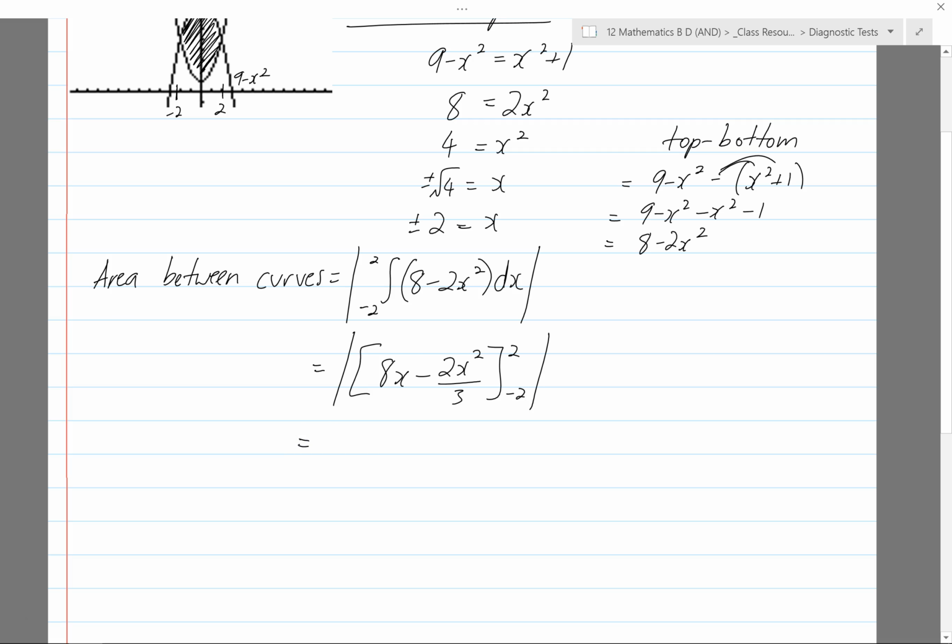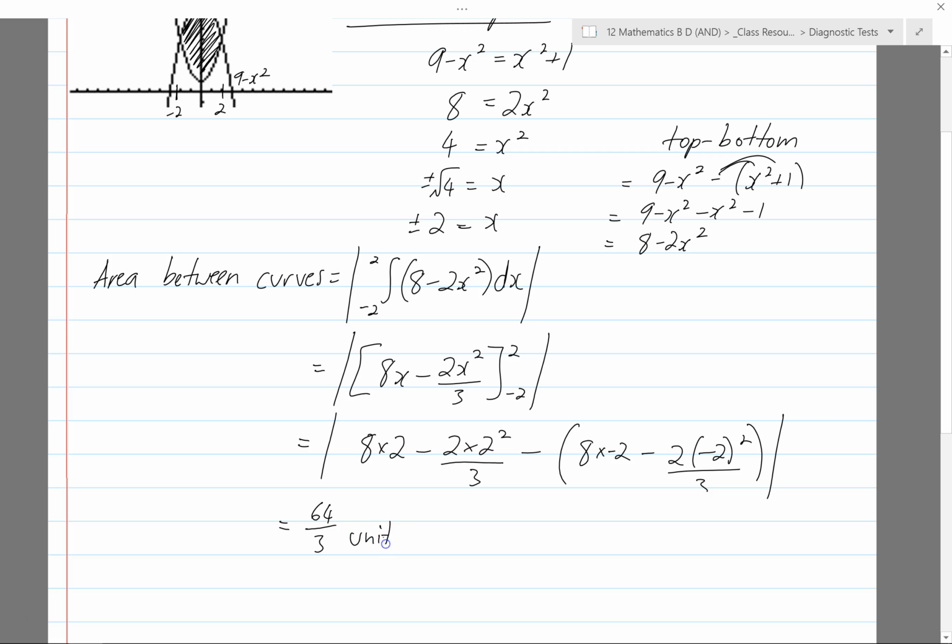And then I'll just substitute in 2 and -2, just like we've been doing in all these other problems. So 8 times 2 minus 2 times 2 squared on 3, and then subtract 8 times -2 minus 2 times (-2) squared on 3. Okay, put all this through my calculator, and I should get something like 64 on 3 units squared.